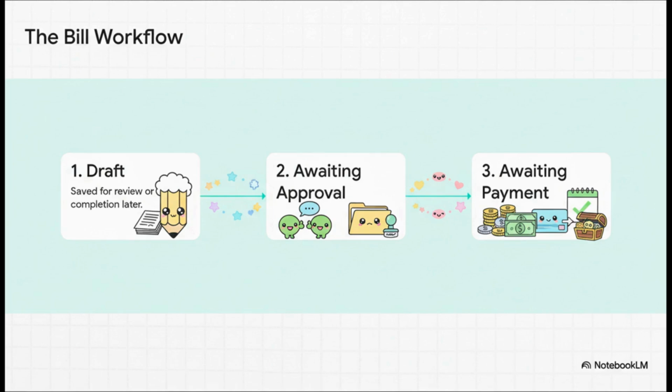First, you have draft. That's your holding area for bills that aren't quite ready. Then, awaiting approval means it's been sent off for review. And once it gets the green light, it moves to awaiting payment, where it sits fully approved, just waiting to be paid. Each stage has a really clear purpose.